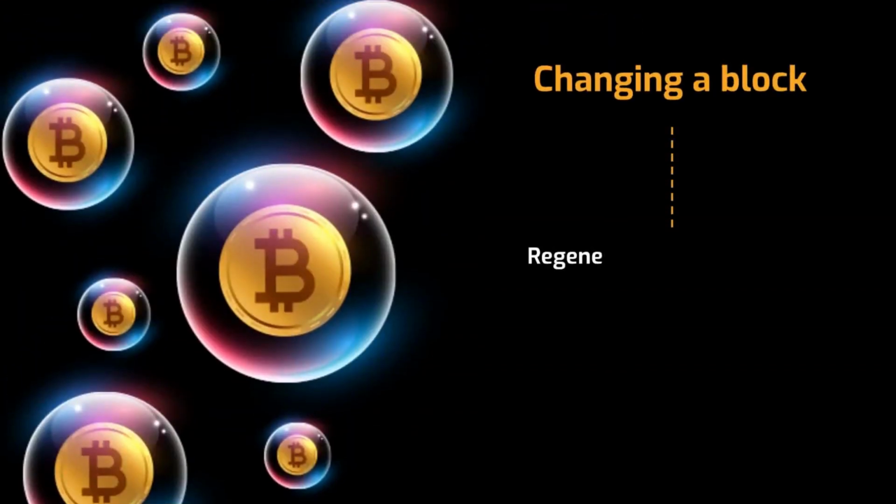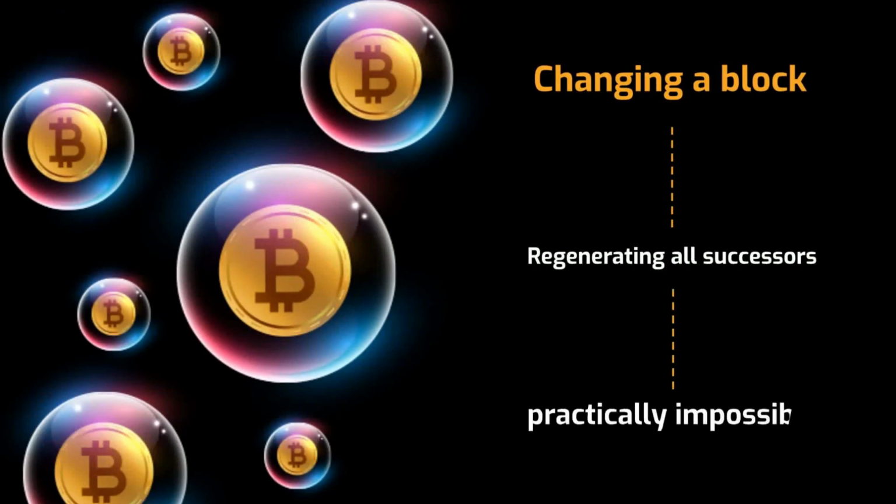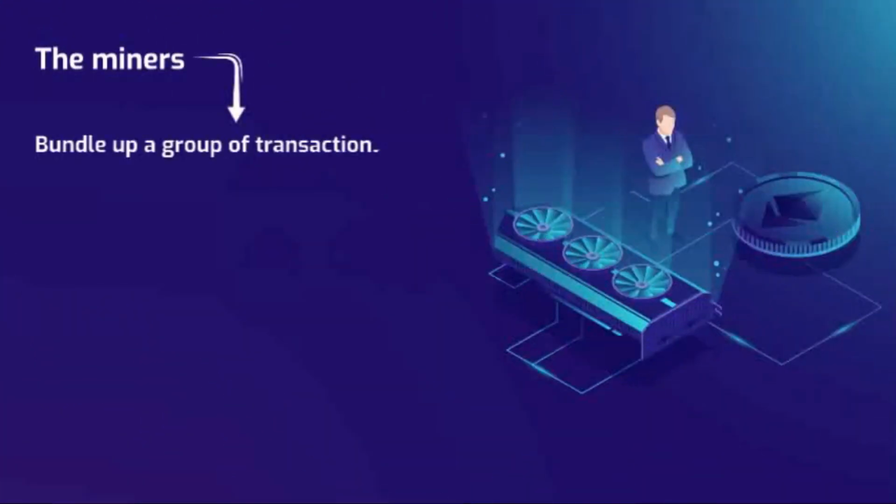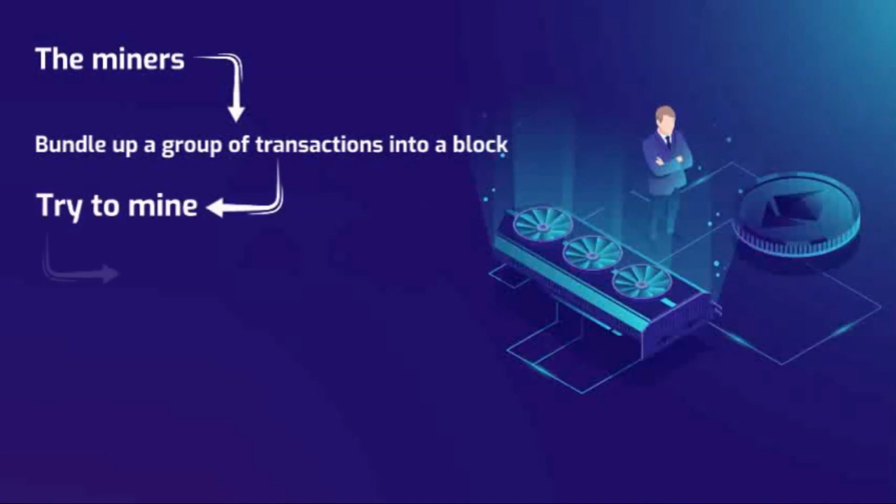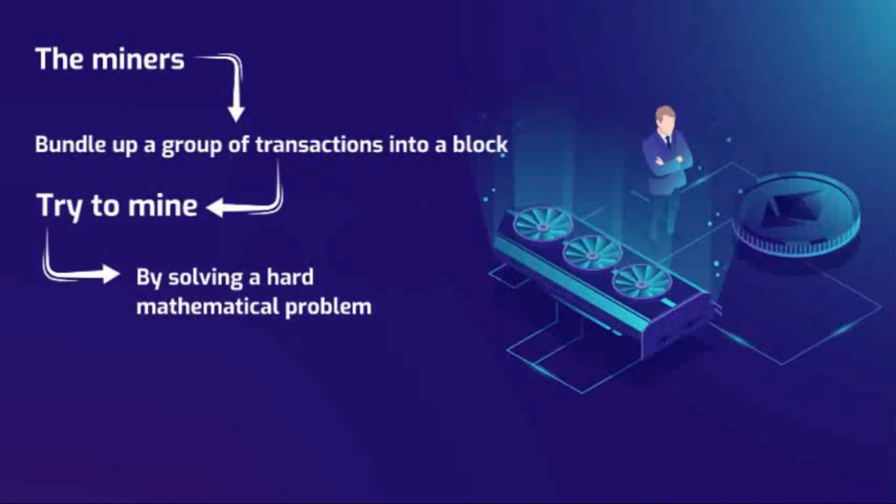Changing a block requires regenerating all successors and redoing the work they contain, which is practically impossible. This protects the blockchain from tampering. The miners bundle up a group of transactions into a block and try to mine. To mine it, a hard mathematical problem has to be solved.